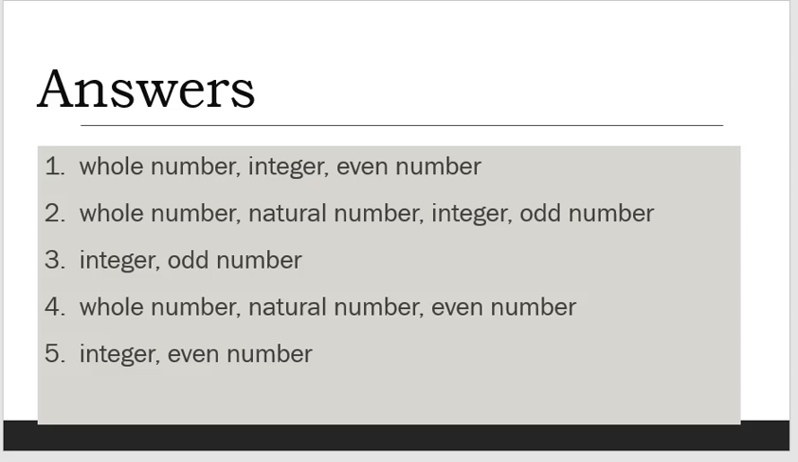Answers. Number 1 was a whole number, an integer, and an even number. Number 2 is a whole number, natural number, integer, and odd number. Number 3 is an integer and an odd number. Number 4 is a whole number, natural number, and even number. Number 5 is an integer and an even number.